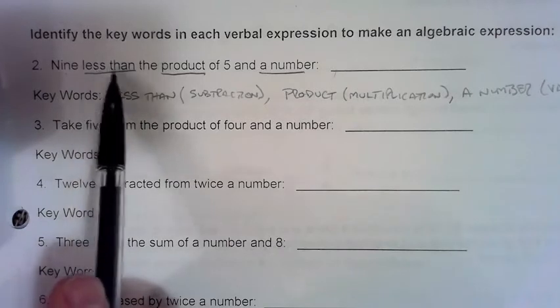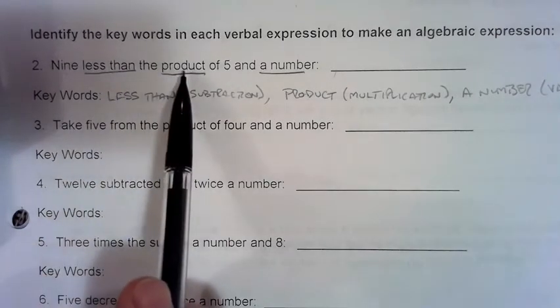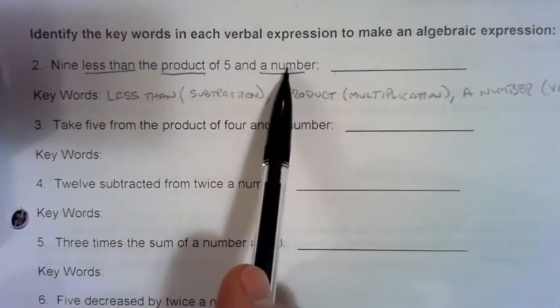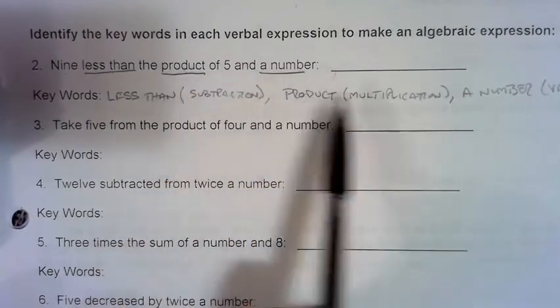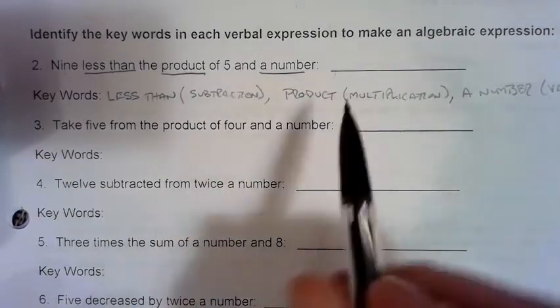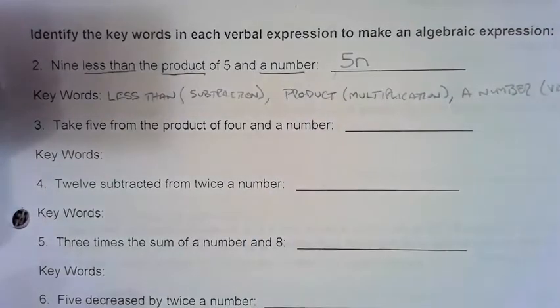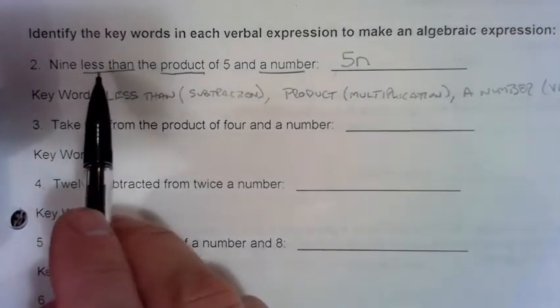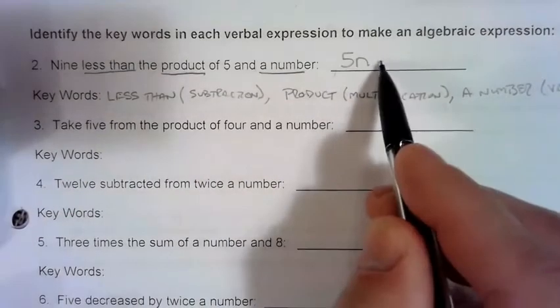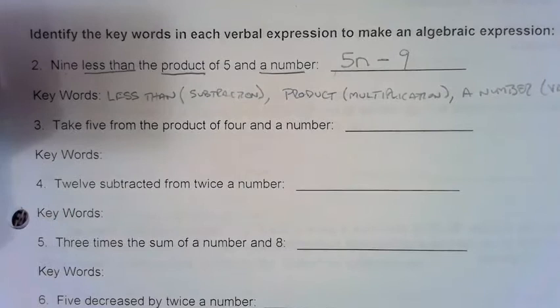So since I see less than here, I'm not going to start with 9 minus. I'm actually going to start with the product of 5 and a number. Product, again, means to multiply 5 and some number, which is going to be our variable. So I'm going to start by doing 5 times n, which is 5n. And then in order to be 9 less than that product, I'm going to have to subtract 9. So the algebraic expression is 5n minus 9.